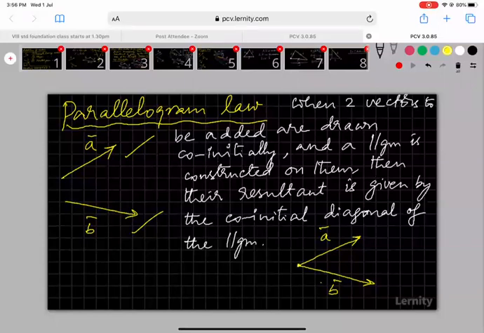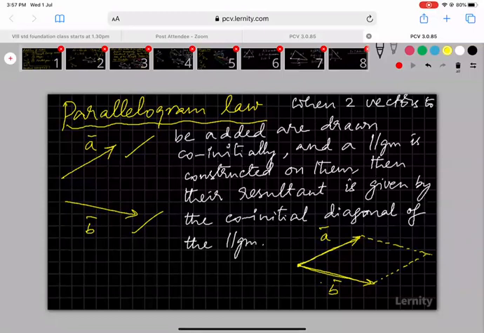and a parallelogram is constructed on it. How do I draw a parallelogram? I have to draw a side parallel to b bar passing through the other vertex of a bar. I have to draw a side parallel to a bar passing through the other vertex of b bar. Now you have completed a parallelogram. You have constructed a parallelogram on a bar and b bar as adjacent sides.